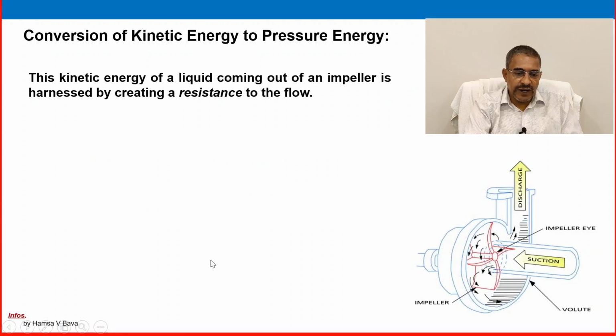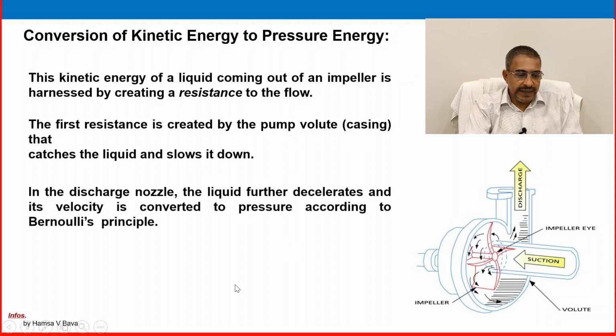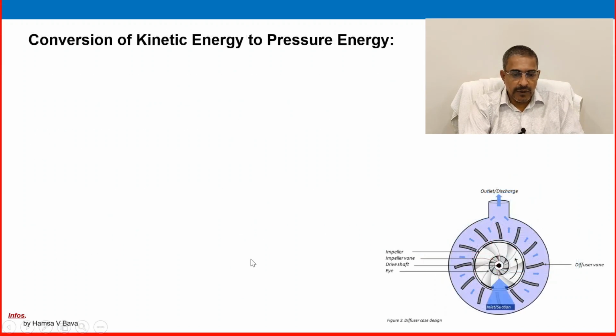This kinetic energy of the liquid coming out of an impeller is harnessed by creating a resistance to the flow. The first resistance is created by the pump volute casing that catches the liquid and slows it down. In the discharge nozzle, the liquid further decelerates and its velocity is converted to pressure according to Bernoulli's principle. Bernoulli's principle we have studied in school.